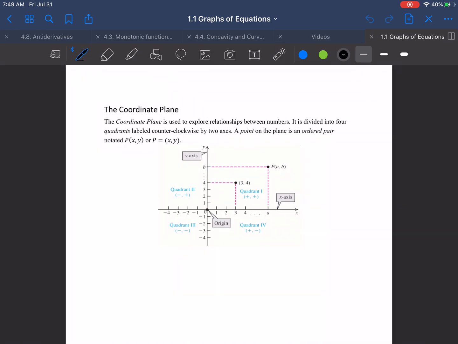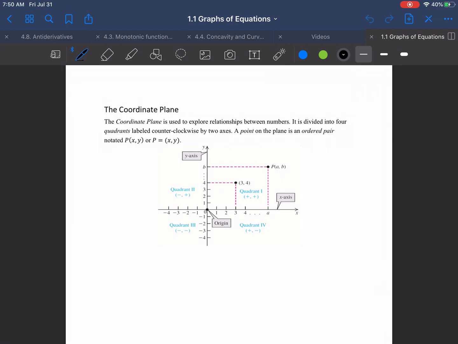So first off here we have what is called the coordinate plane. The coordinate plane is used to explore relationships between numbers. It is divided into 4 quadrants, labeled counterclockwise, by 2 axes. A point on the plane is an ordered pair, noted P(x, y) or P = (x, y). It's an ordered pair because the order matters. (3, 4) is not the same thing as (4, 3). So be sure you remember that.